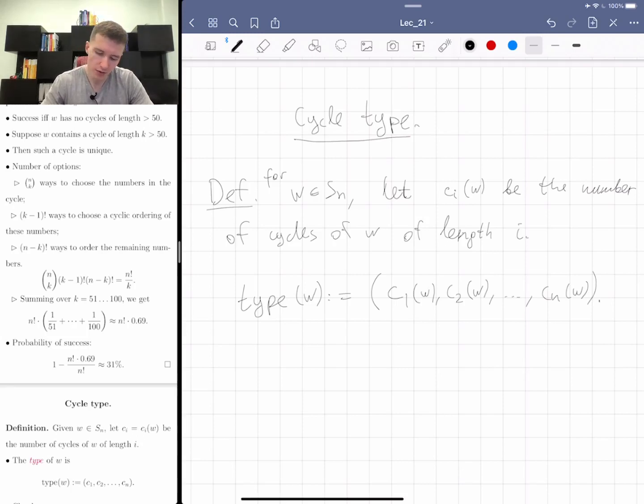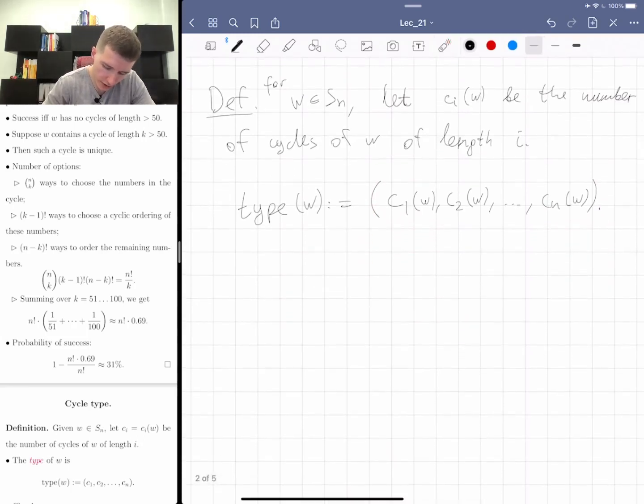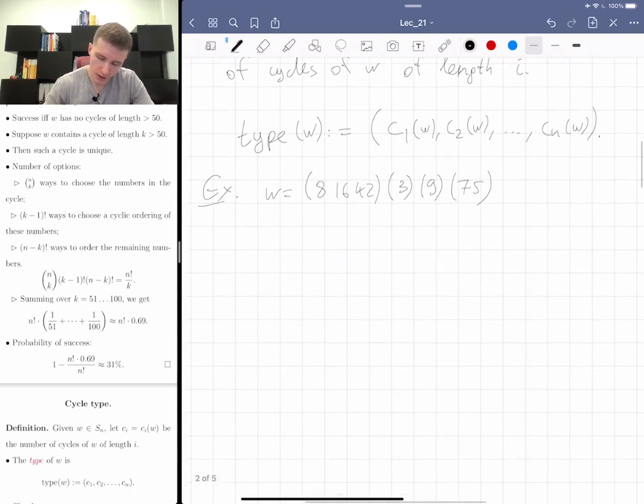Okay. And so first of all, if I don't show you W and I just show you the sequence, maybe I should try an example. Yeah, okay, here's an example. Let's say W is 8, 1, 6, 4, 2, 3, 9, 7, 5, something like this. Then the type of W is what?